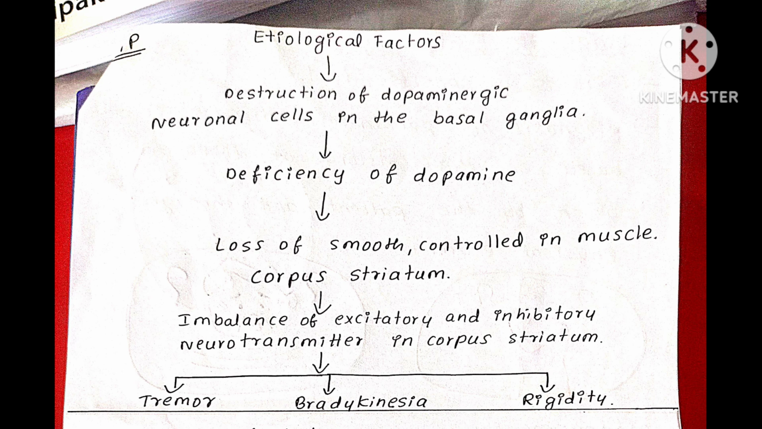This reduced dopamine level causes loss of controlling muscle activities, loss of muscle control, and an imbalance between the excitatory and inhibitory neurotransmitters in the corpus striatum in the brain, and the presence of the symptoms, that is tremor, rigidity, and bradykinesia.